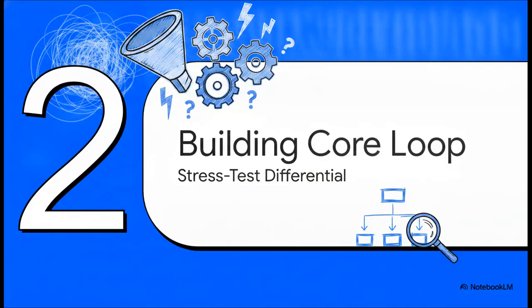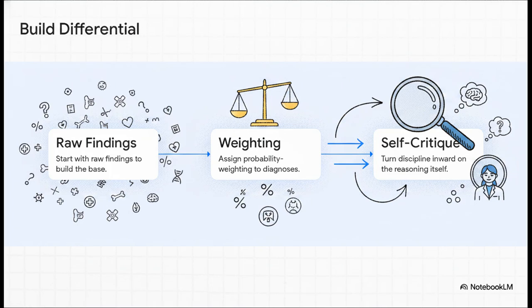Section 2. Building the core loop, stress testing the differential, covering lessons 2 through 4. So once that trace is forced into the open, it needs to be refined. Lesson 3 structures this process so perfectly. It absolutely doesn't allow a leap straight to the answer. First, we start with step 1, the raw findings. Then, step 2 is probability weighting, meaning the clinician must actively assign weight and likelihood to different potential diagnoses based on the evidence. Finally, step 3 is a mandatory self-critique.